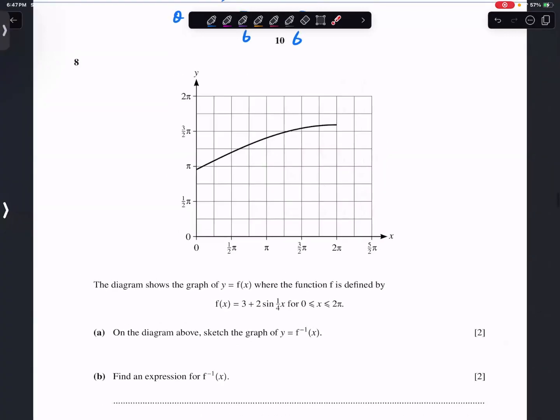The diagram shows the graph y is equal to f of x, where the function f is defined by this. On the diagram above, sketch the graph of y is equal to f inverse of x for 2 marks. Students, there is a concept remark.